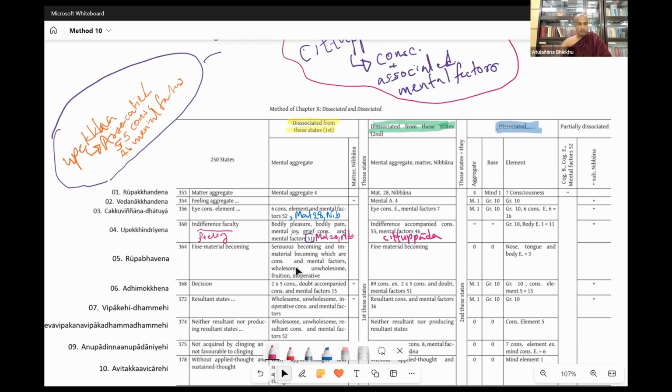Okay, so now you may have a question here. Why do not, now we know the fine material becoming, the rupa bhava, consists of certain types of matter, some rupa. And here for the dhammas which are disassociated, we find the sensuous becoming and immaterial becoming, and only the nama dhammas, only the mental aggregates are considered here.